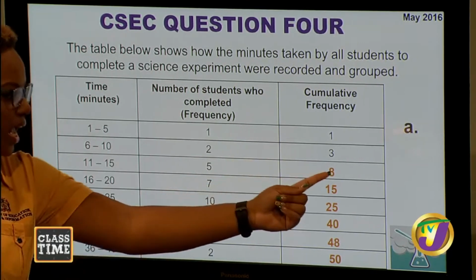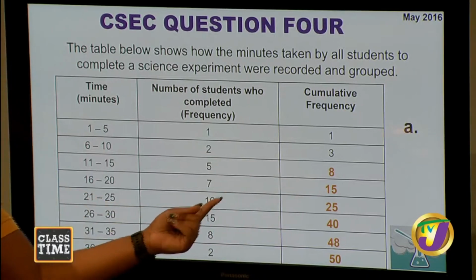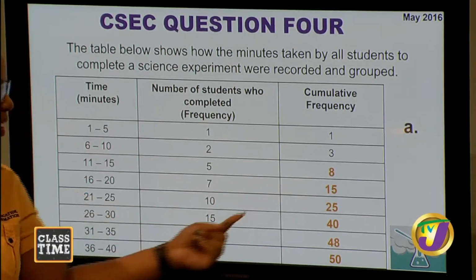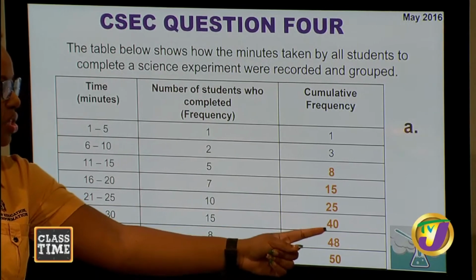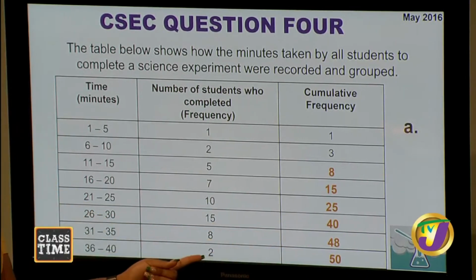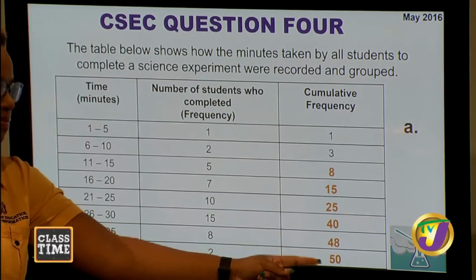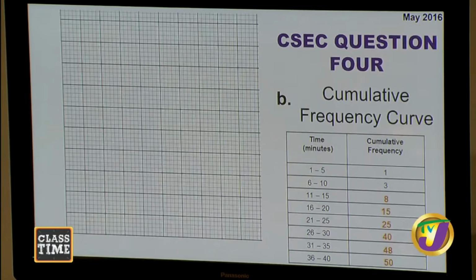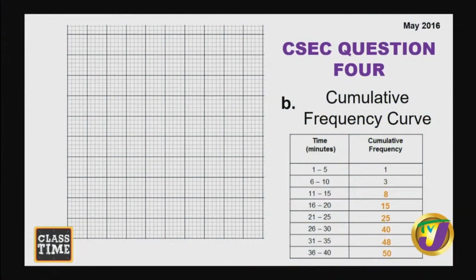7 added to 8 gives us 15. 10 added to 15 gives 25. 15 added to 25 gives 40. 8 added to 40 gives 48. And 2 added to 48 gives 50. So if we were asked how many students participated in this particular survey, we know it would be 50. Then the other part of the question asks us to complete our cumulative frequency curve.